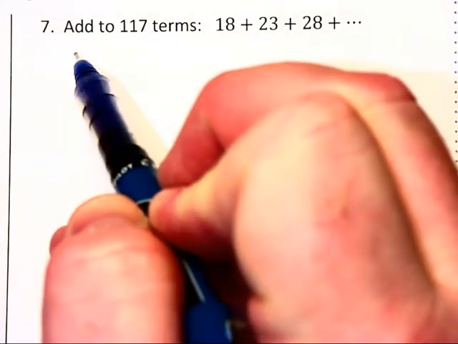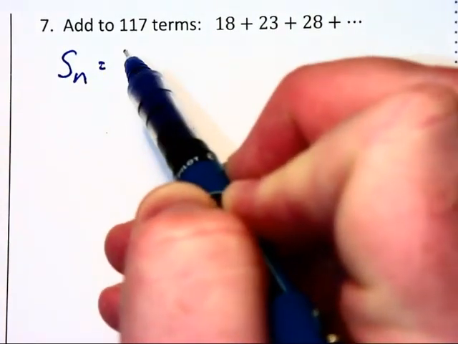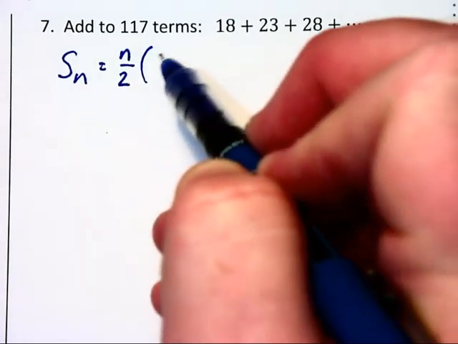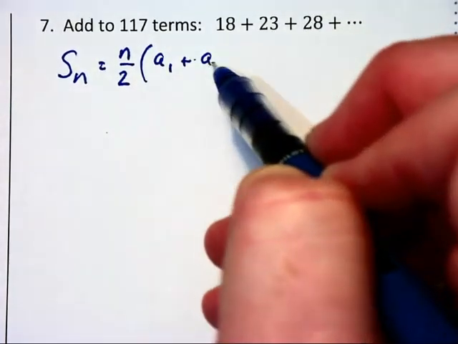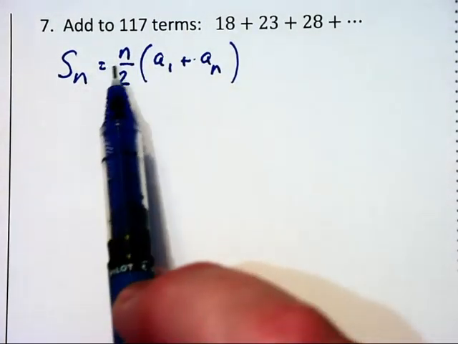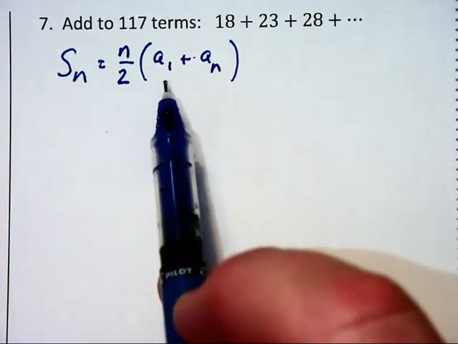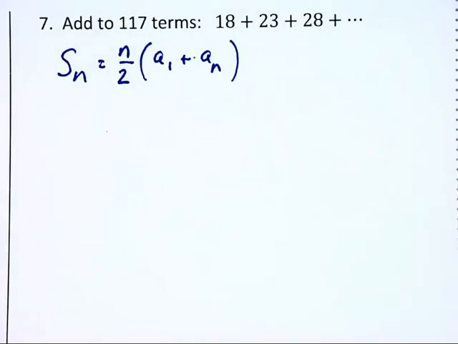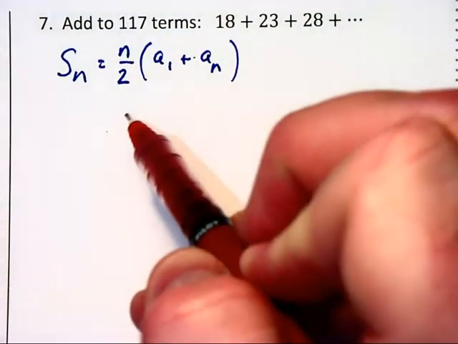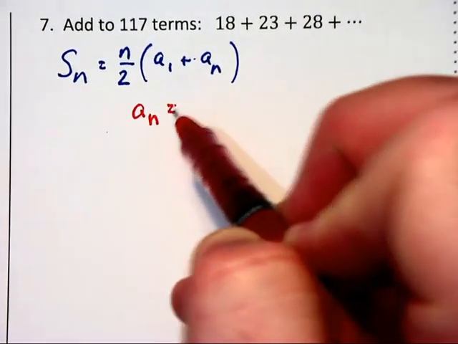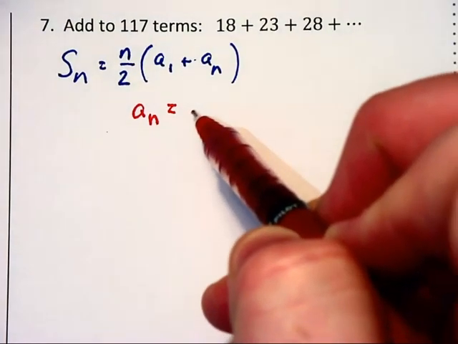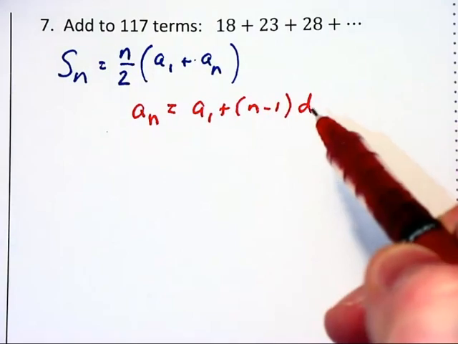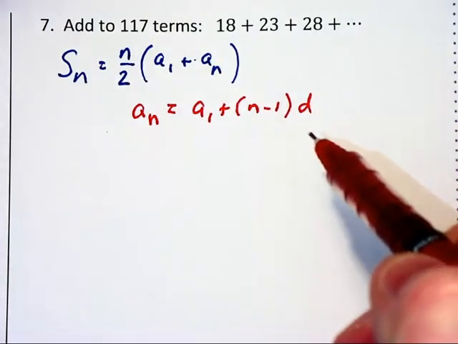Now, to find the sum of the n terms, we would use n over 2 times a sub 1 plus a sub n. We have n, which is 117. We have our first term, but we don't know our 117th term. So we have to go off to the side first and use the other formula, a sub n is equal to a1 plus n minus 1 d, to generate the 117th term.